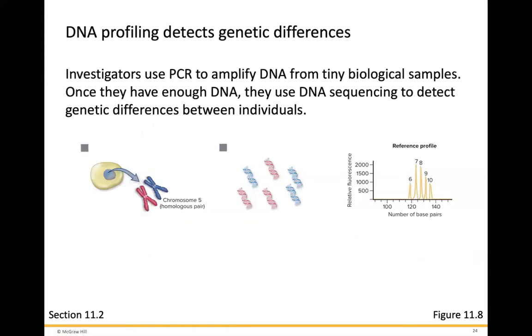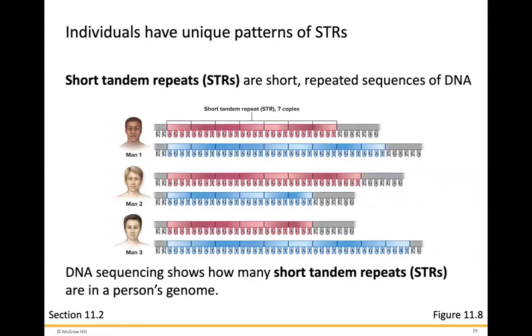So DNA profiling detects genetic differences. Investigators can use PCR to amplify DNA from tiny biological samples. Once they have enough DNA, they then use DNA sequencing to detect genetic differences between individuals. So if we had a crime scene, and we had 3 suspects, and we also had a sample DNA that we can compare it to, they can look at what are referred to as STRs, or short tandem repeats. They are short repeated sequences of DNA.